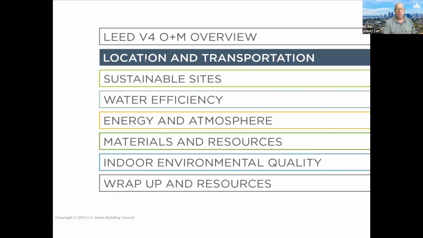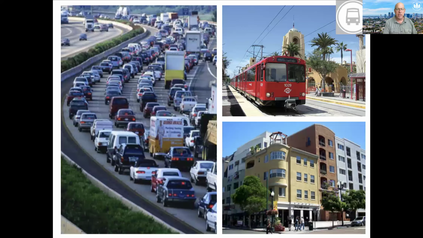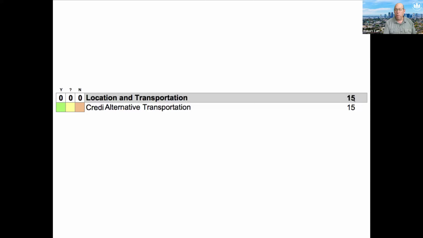So we're going to start with Location and Transportation as our first credit category, and it's worth a lot of points, and there's only one credit essentially. Since the building's already existing, you can't really do much about its location, but you can do some things about how people get to and from that building. That's really what it's about: reducing the emissions of people getting to and from the building. 15 points. That's a lot.